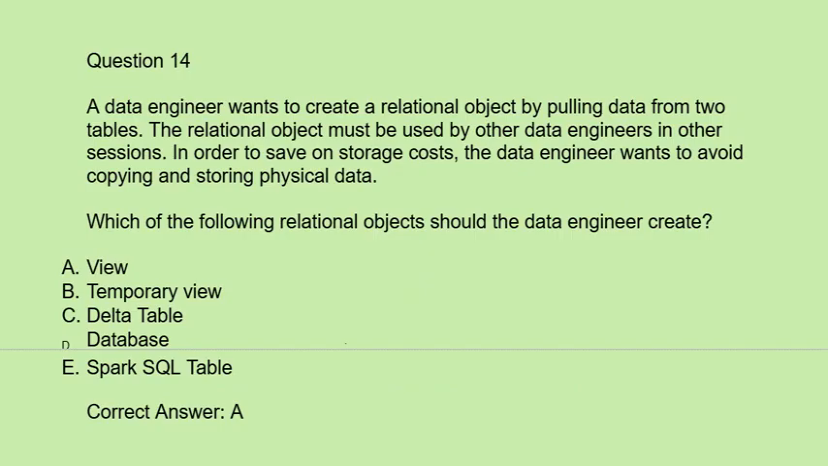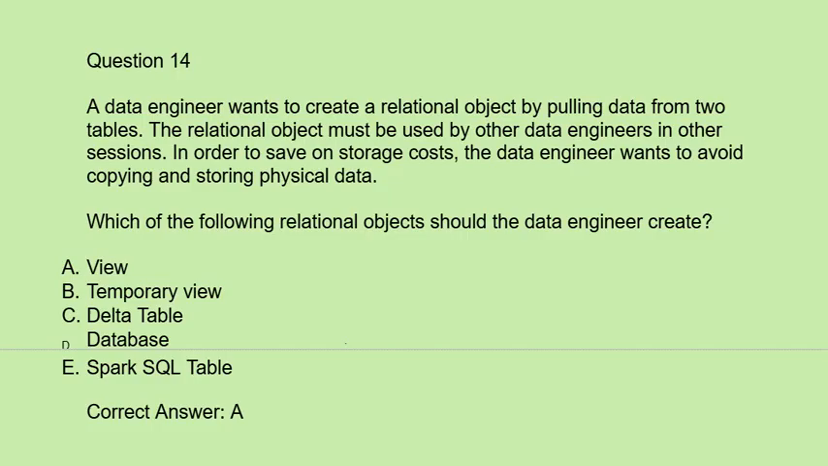Question is, a data engineer wants to create a relational object by pulling data from two tables. The relational object must be used by other data engineers in other sessions. In order to save on storage costs, the data engineer wants to avoid copying and storing physical data. Which of the following relational objects should the data engineer create?